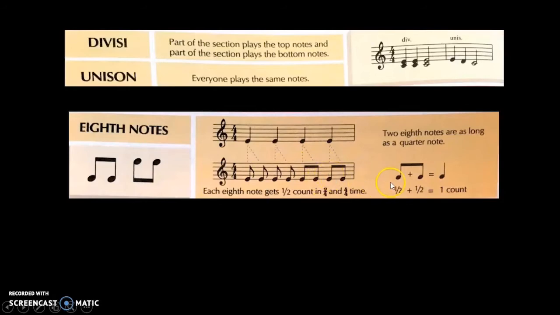1 and 2 and 3 and 4 and. So they're worth half a beat. And if you add them together, that's one full count. So remember, these are eighth notes with flags. And then when we beam them together, this is called a beam.